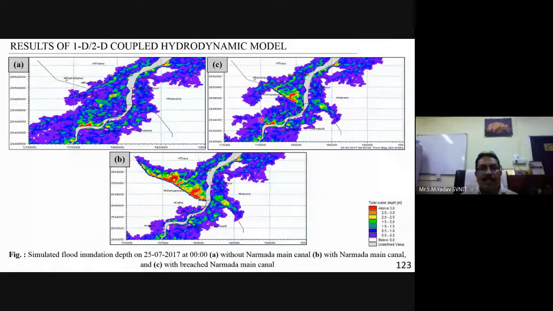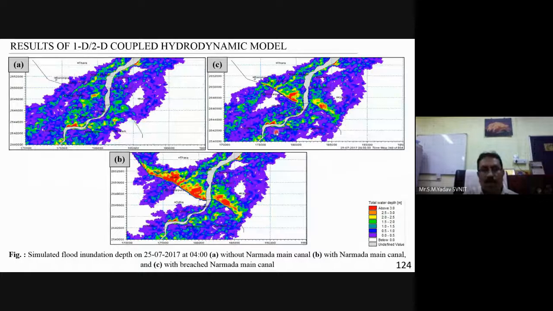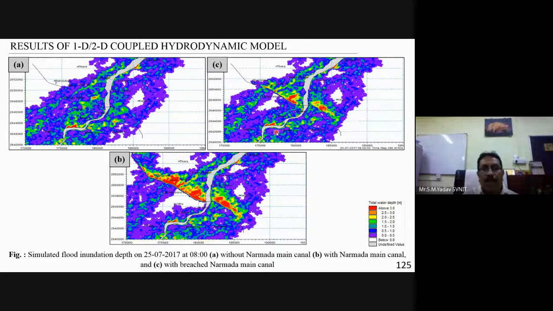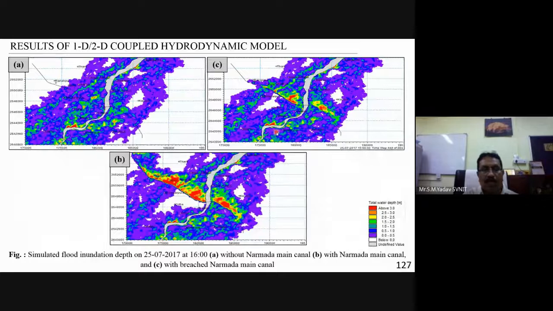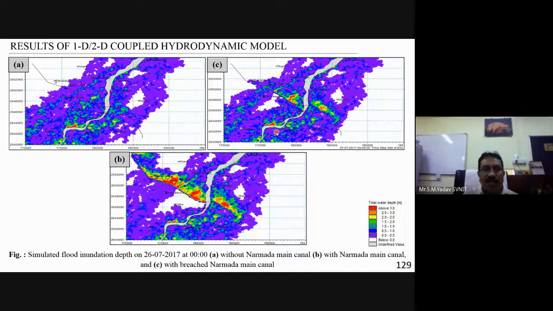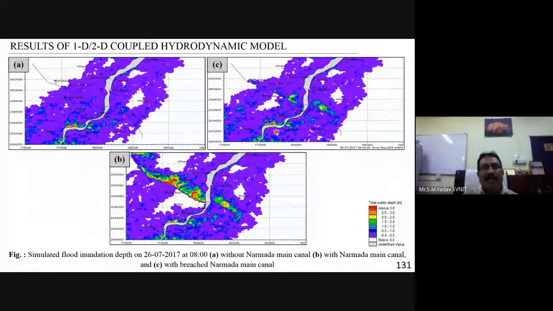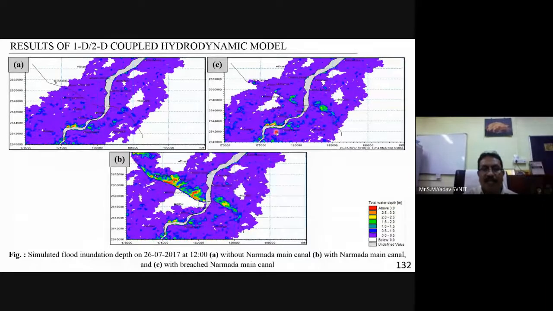So you can see here A, B and C: A without canal, B with canal, and C with the breached canal. When the canal has been breached, this is what would have happened on 25/7. This is again the 4 o'clock, 25/7, and the maximum water you can see at 25/7, 4 p.m. Then this is 25/7, 8 o'clock of the same day. This is 25/7, 12 o'clock. This is 25/7 again, 4 p.m. That is 8 p.m. 26/7, 00 hours, 4 hours, and then slowly water will start receding.